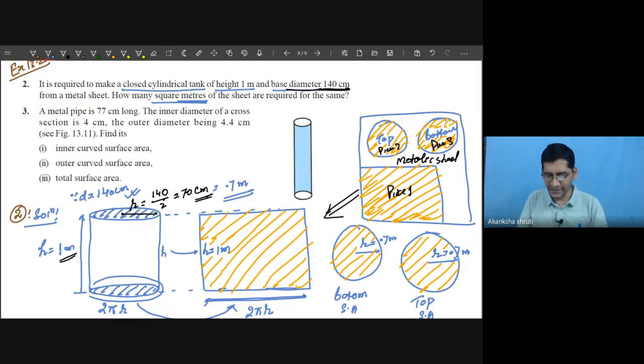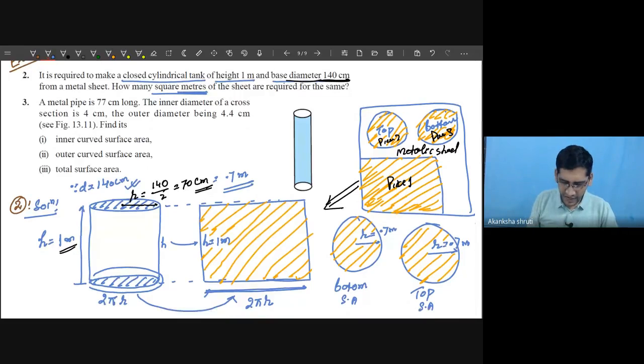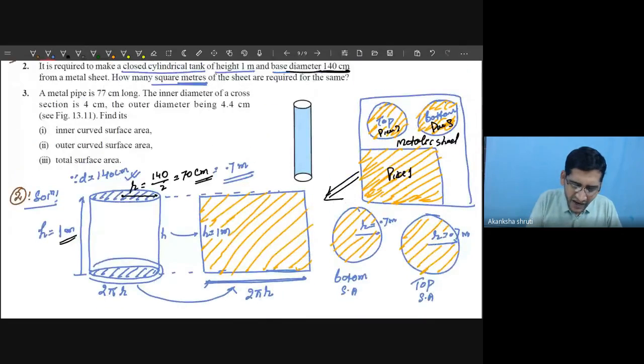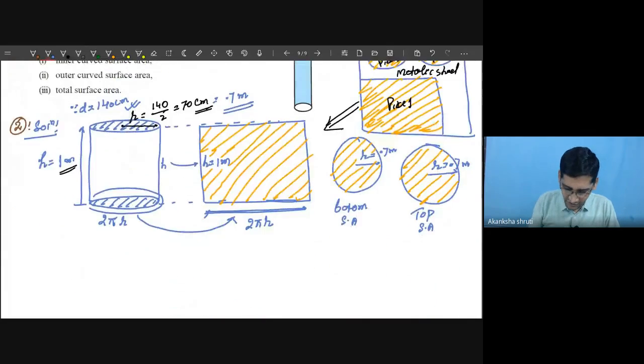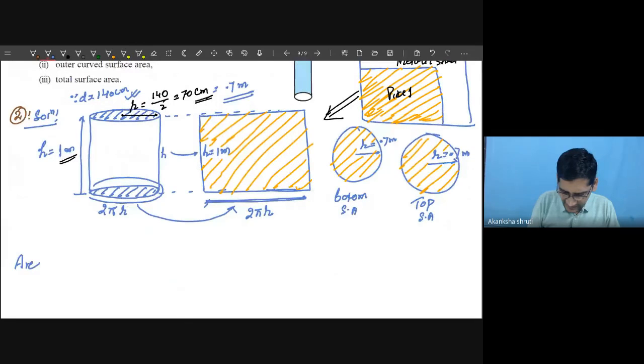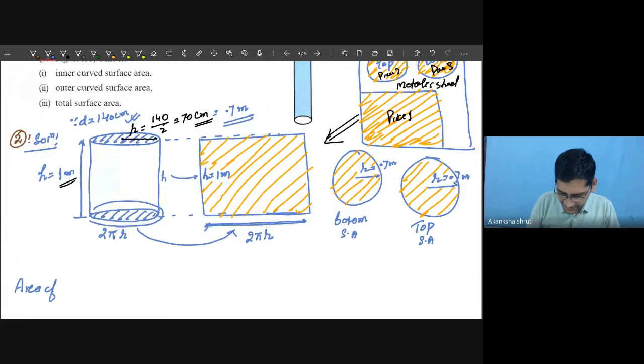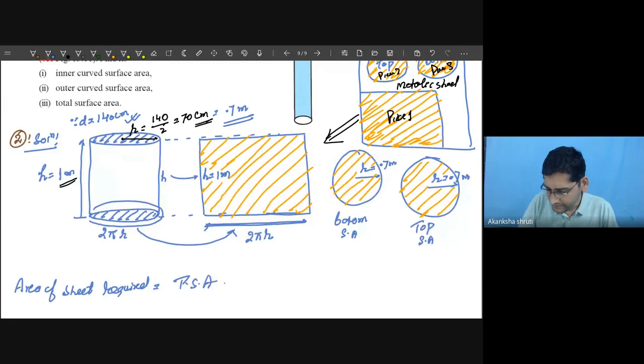If it was asked in centimeter, then better to convert the height 1 meter into 100 centimeter. Okay, so observe the question carefully and find it. Now we can write area of sheet required. Area of sheet is equal to how much? It is nothing but the total surface area of cylinder.